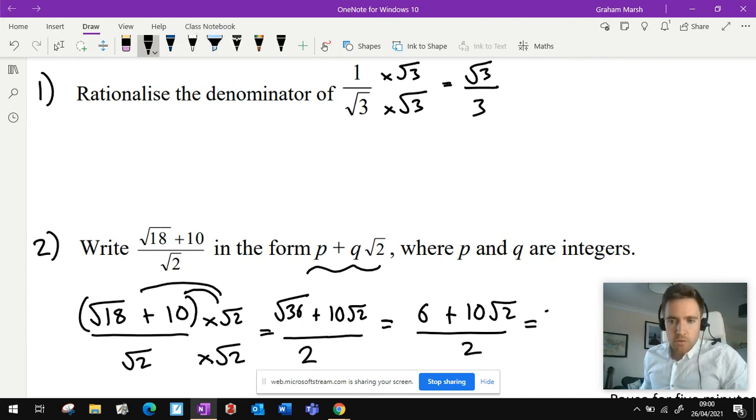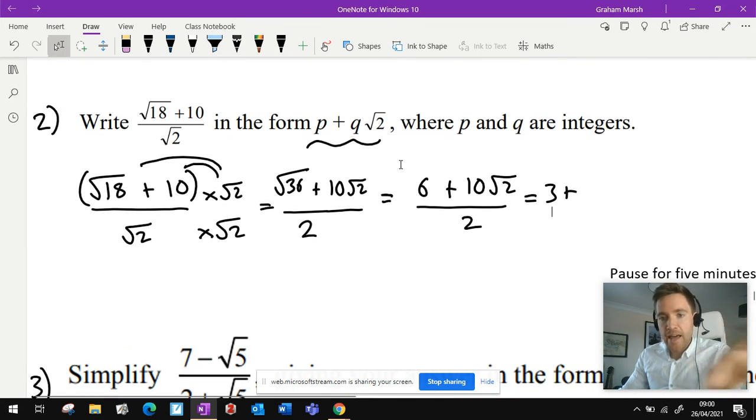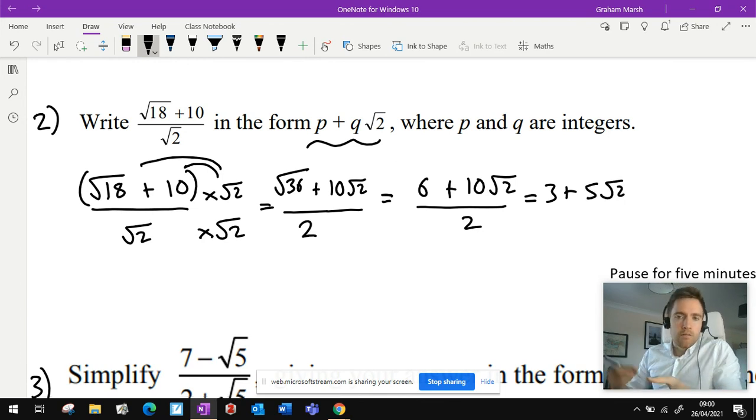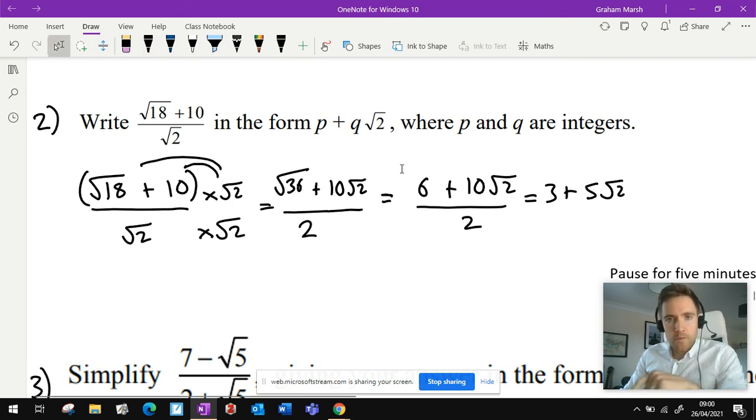6 divided by 2 is 3. And then we have 10 root 2 divided by 2. It's just a 10 that's going to get divided by 2 here, because you can't go inside the surd and divide that by 2 unless you're dividing by another surd. So here's the answer, 3 plus 5 root 2. I'll finish this video here because there's a time limit on the videos, but in the next one we'll see a couple more surd questions like that.